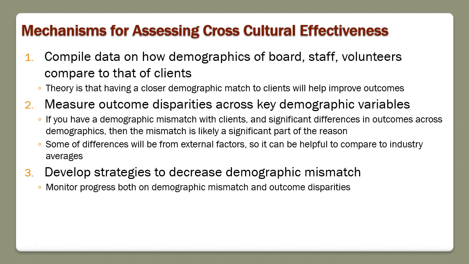Now, I get that some differences will be from external factors, so it can be helpful to compare to industry averages. If you have a particular oppressed group, and this is just an example, the average person from this group may graduate from high school at a different educational level than the average person from a less oppressed group. You may have different college attainment rates, even if you're serving them both as effectively. But part of what we're trying to do is make up for those differences. So ultimately, you want to develop strategies to decrease the demographic mismatch and to better serve your clients and the outcome disparities.